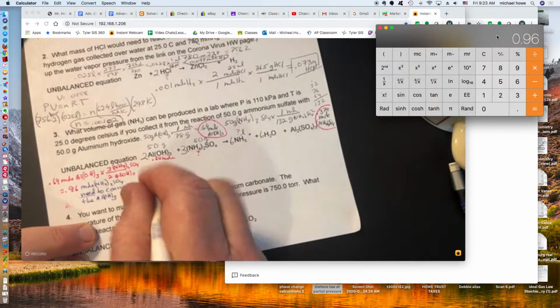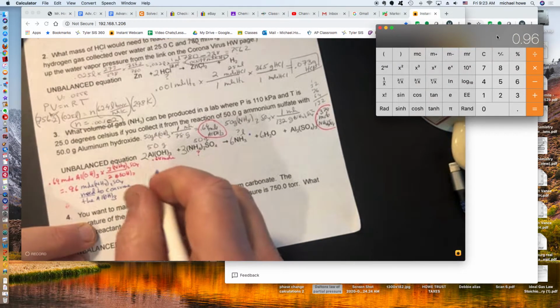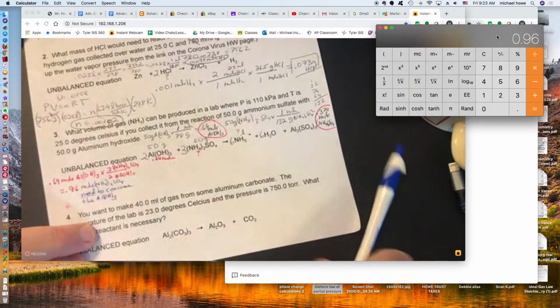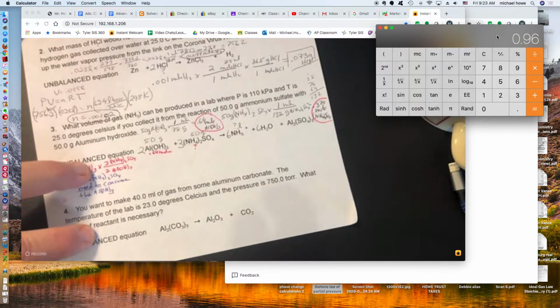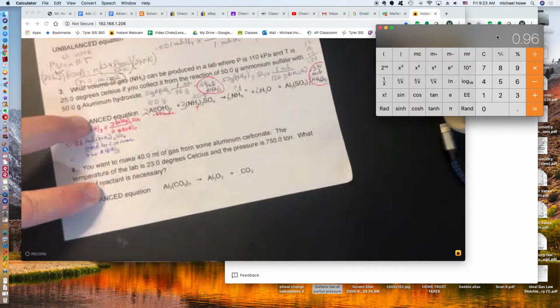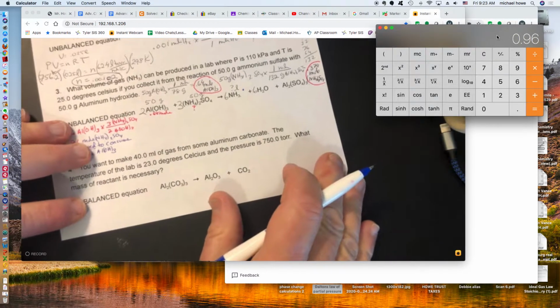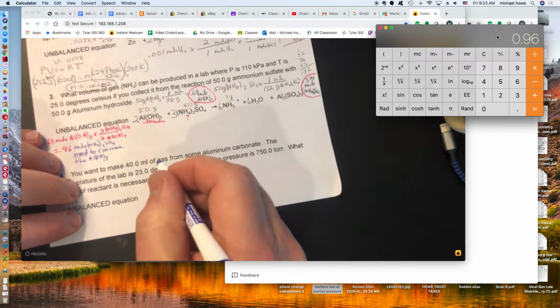So let's go ahead and take our limiting reactant and do the rest of the problem. I'm going to try making this video just a little bit clearer, see if that makes it clearer, but it might not be as responsive. So here we go.